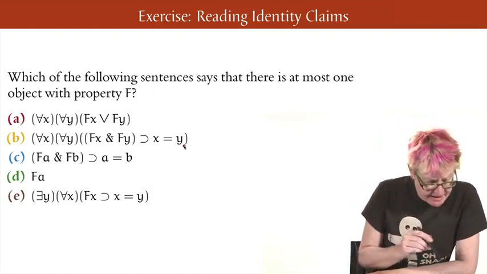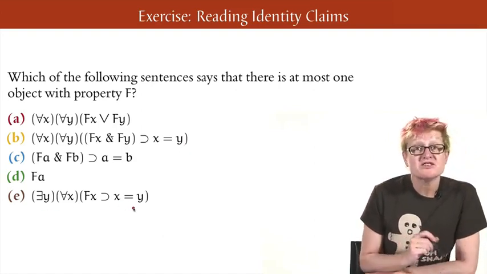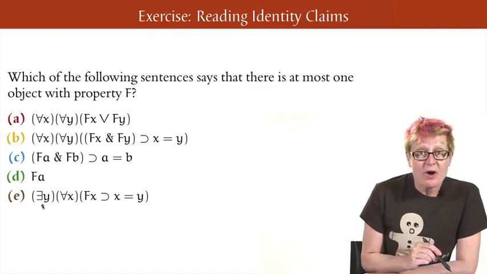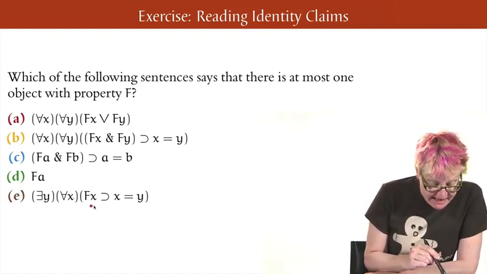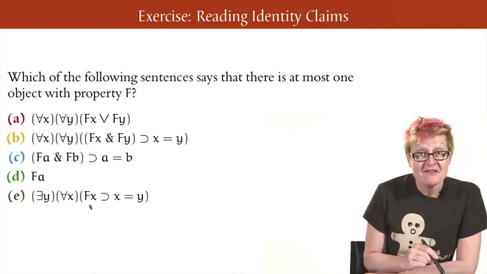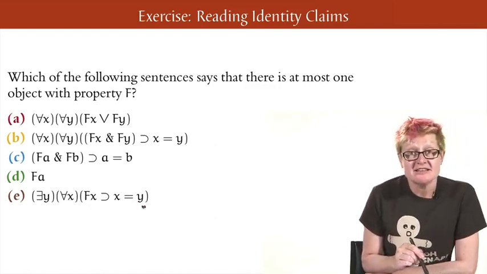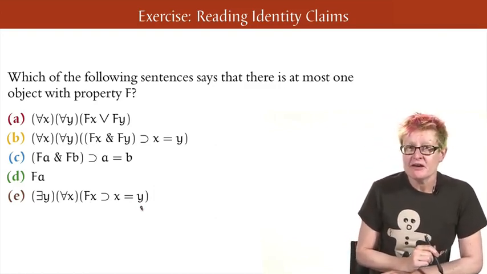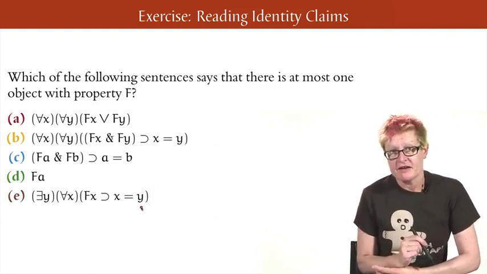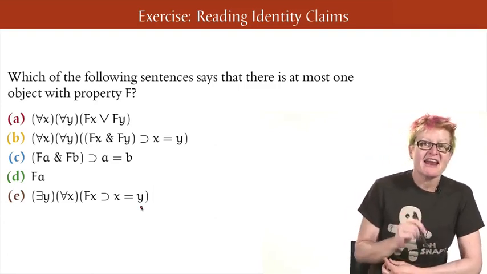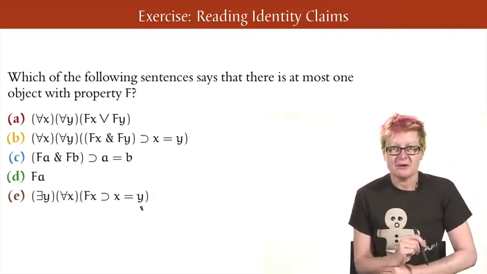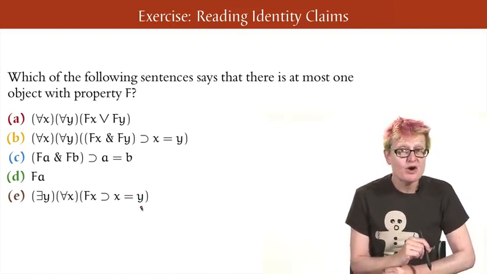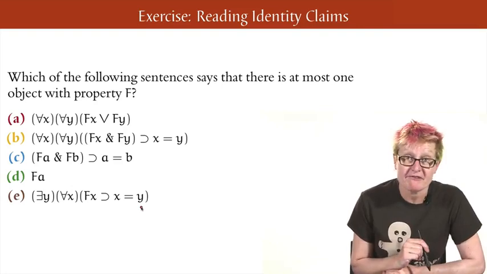The other correct answer is formula E, which says there exists an object Y with the property that if there is anything with property F, then that thing X is identical to Y. So this object Y does not necessarily have property F because there might be nothing with property F. But if Y does have property F, then nothing else different from Y can have property F. So this formula is also true exactly when there are 0 or 1 objects with property F.